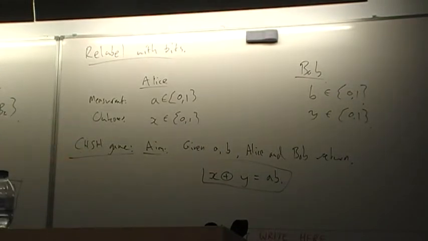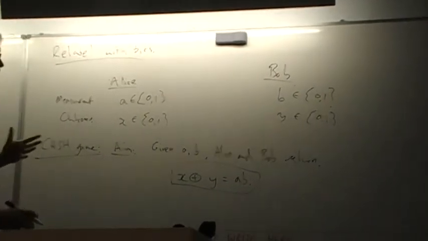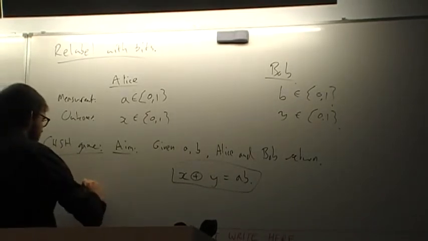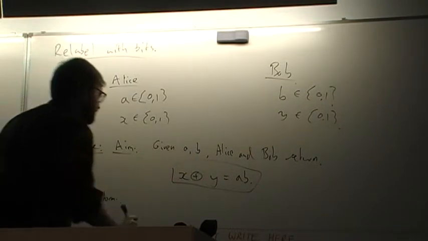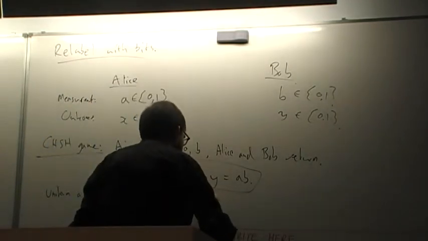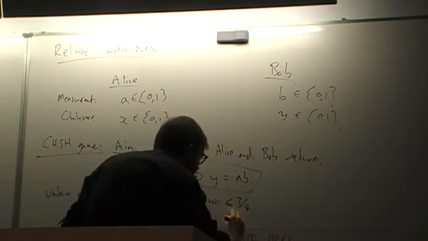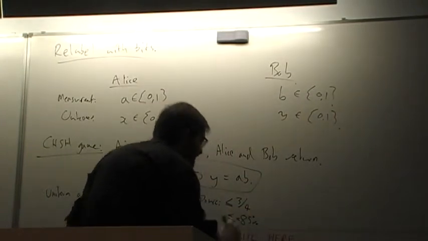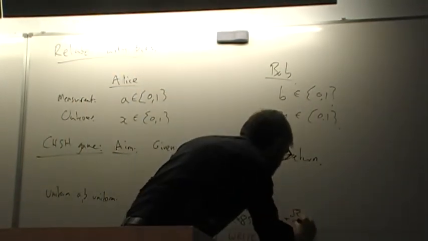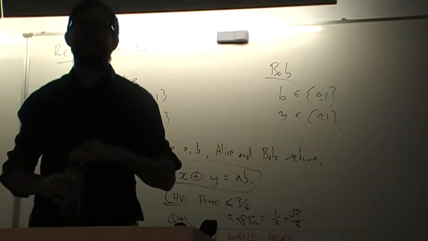You can translate the CHSH inequality into a bound on the success probability for this game. Under the assumption that A and B are given uniformly at random, the CHSH inequality tells us that in a local hidden variable model, the probability of succeeding is less than or equal to 3/4. In quantum mechanics, it gets higher, to approximately 85%. We know it's exactly 1/2 plus root 2 over 4.